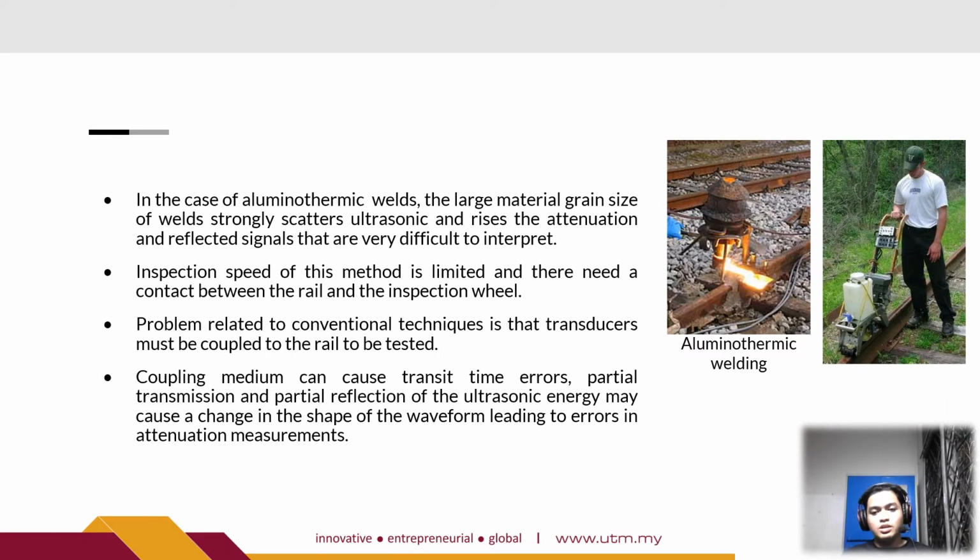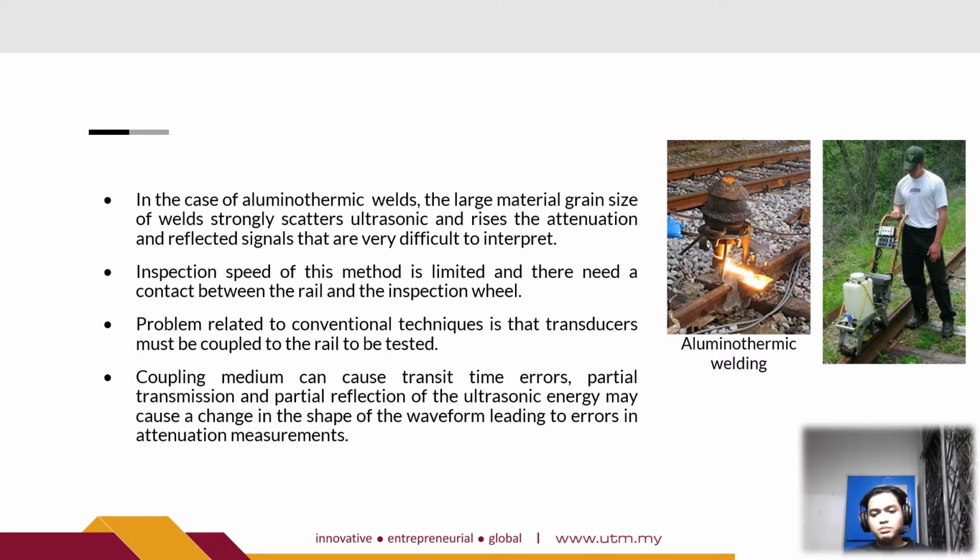Next, for aluminothermic welding, which is a commonly used welding method for railway track. After finishing the process, a large grain size is left in the weld, which strongly scatters the ultrasound and raises attenuation and reflected signals, resulting in difficulty interpreting the data. The reading speed of the inspection is also very limited, and the method needs contact between the rail and the inspection wheel.